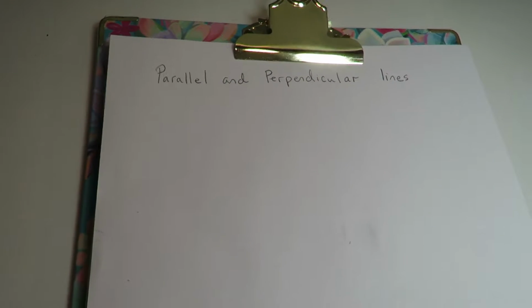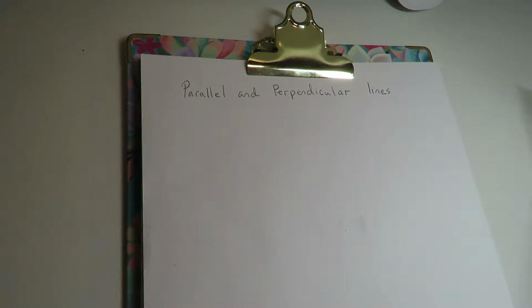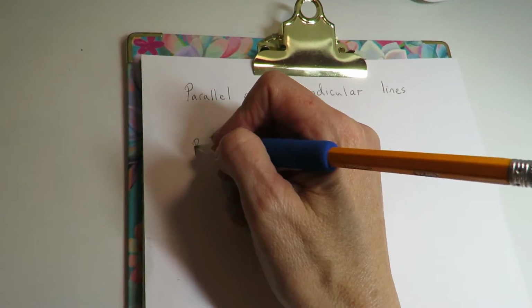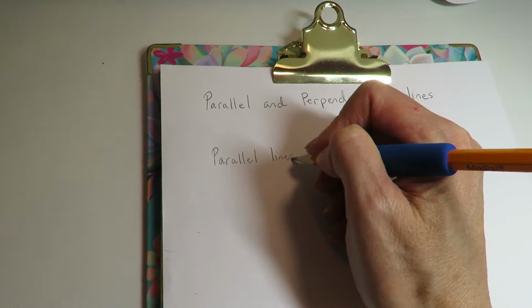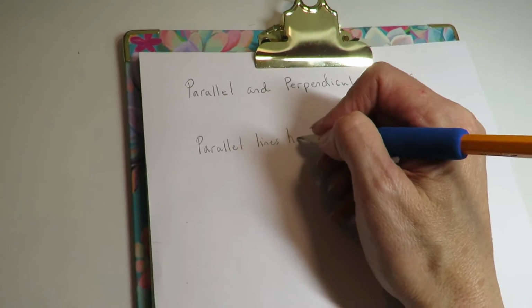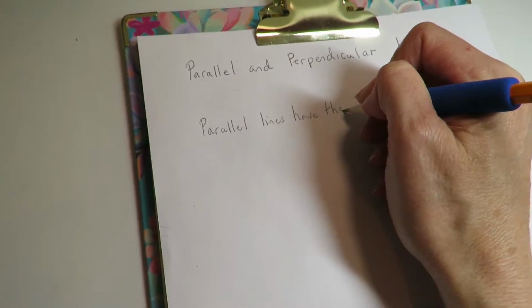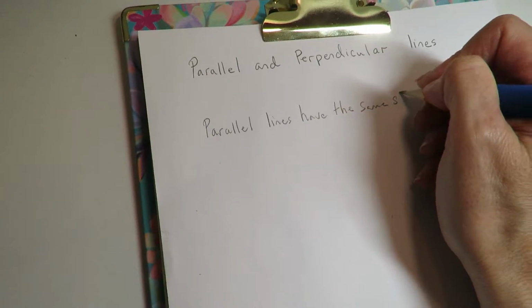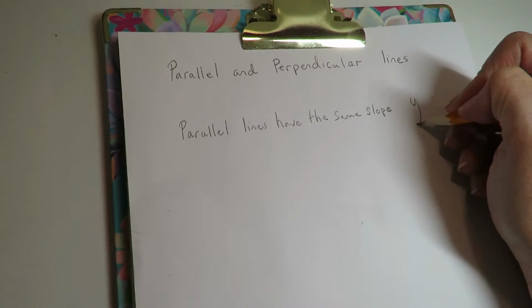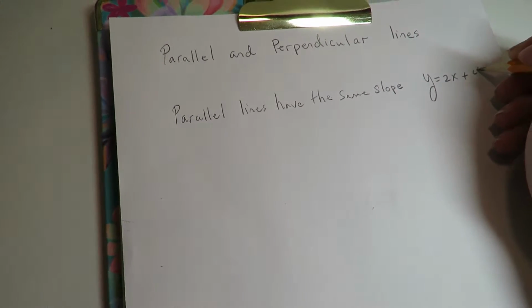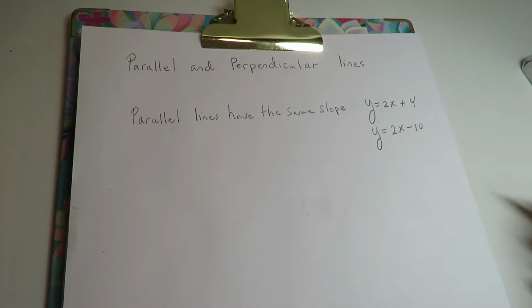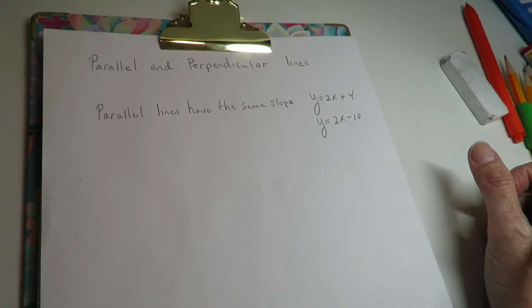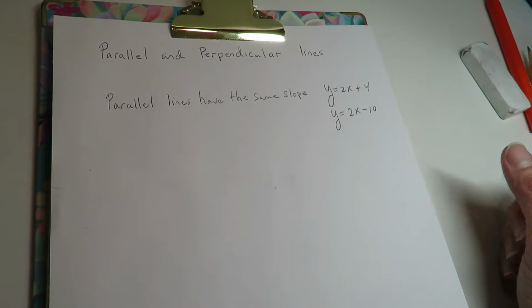Hi gang, you're going to have to do parallel and perpendicular lines, so let's talk about that for a moment. Parallel lines have the same slope. So like these two lines would be parallel. They'd be parallel to each other.